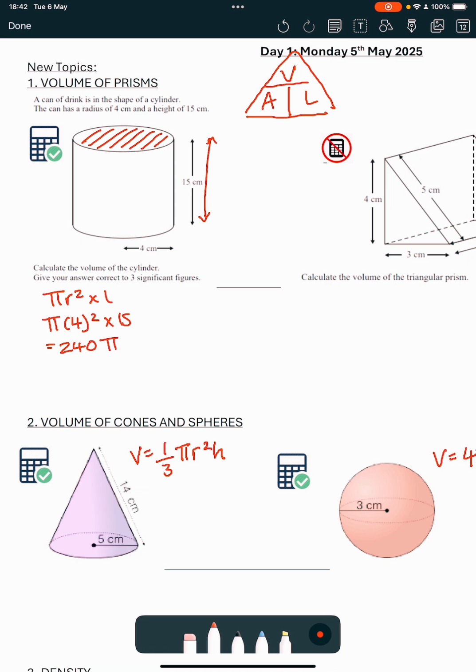If it wanted it in terms of pi, we could just leave it as that, with the centimetres cubed at the end. But this question wants it to 3 significant figures, so that's going to be 754 centimetres cubed.